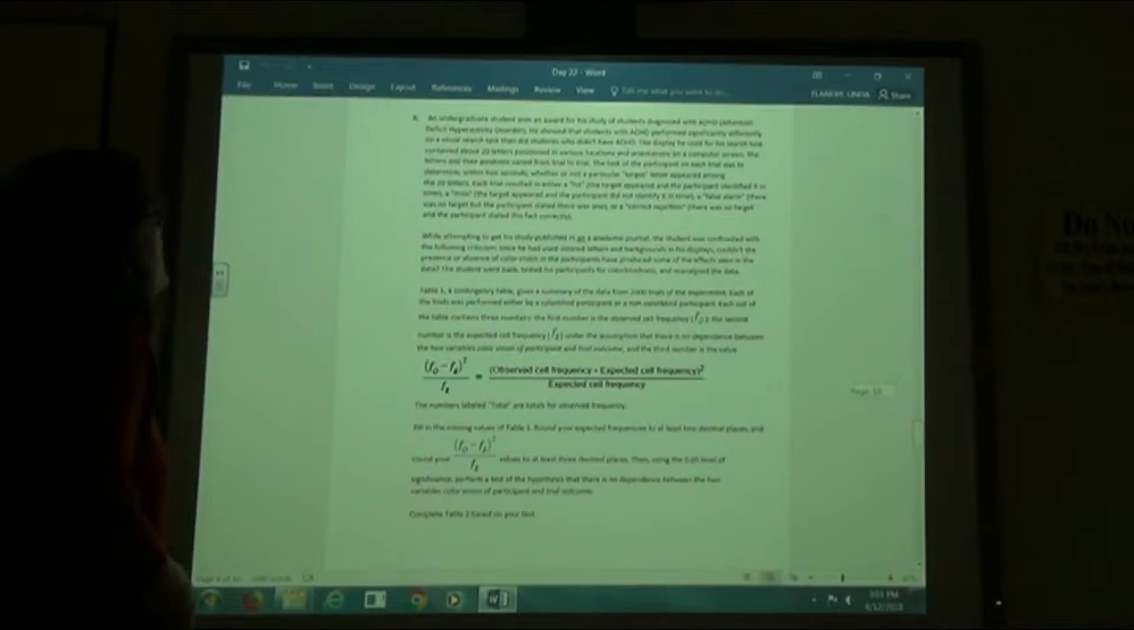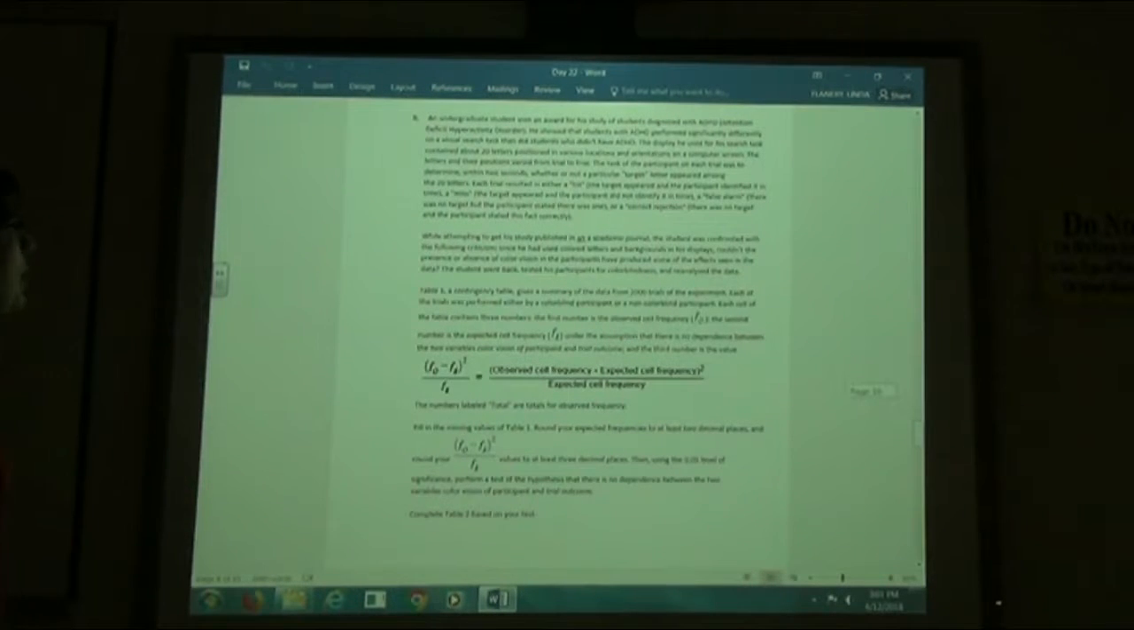Each trial resulted in either a hit, the target appeared and the participant identified it, or a miss, the target appeared and the participant did not identify it. A false alarm, there was no target but the participant stated there was, or a correct rejection, there was no target and the participant stated this fact correctly.